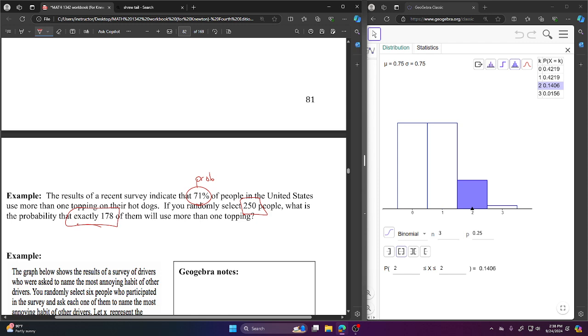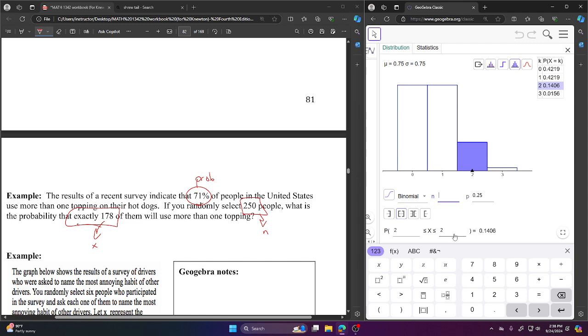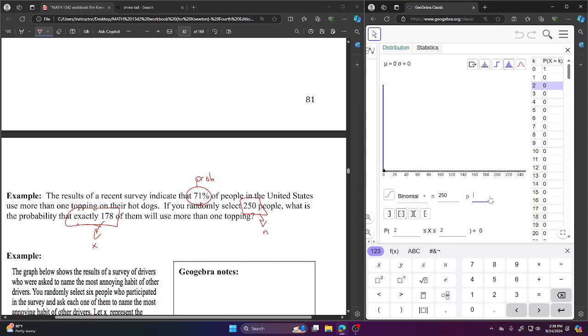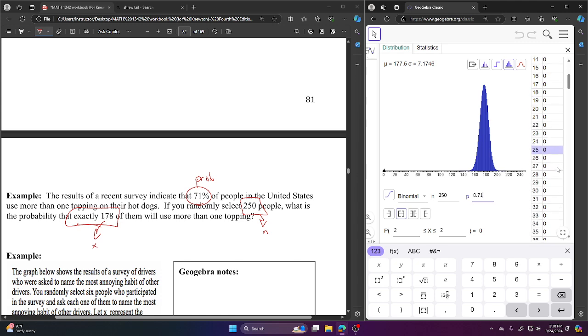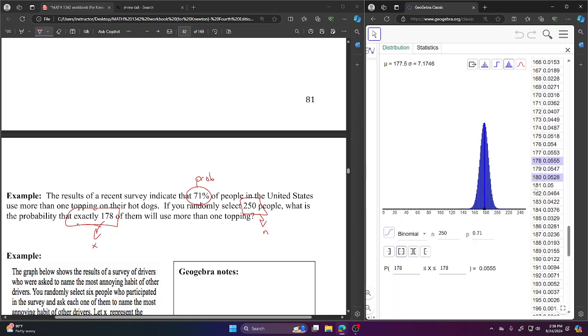Do you see our key numbers here? So what would this one be right here? It's my total n, right? What's this exactly 178? X or selected, right? So total, selected, probability. Here we go. What goes in n? 250. What goes in the P box? 0.71. Yep. And then it says exactly 178. So you can scroll down to 178, and there it is. You're done. That's your answer. You're literally done with that entire problem.